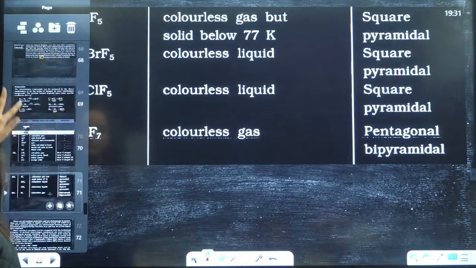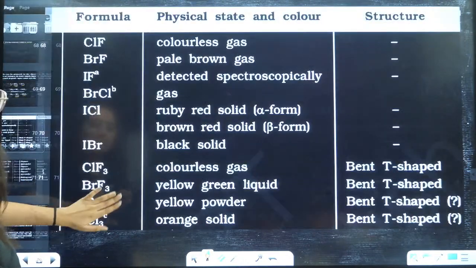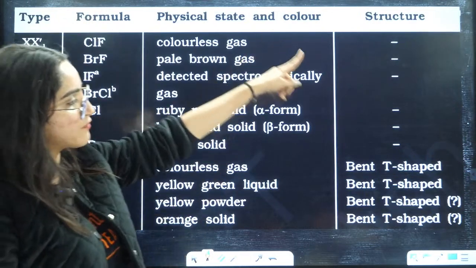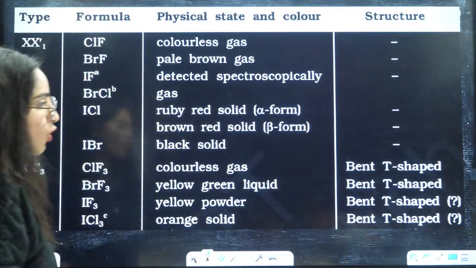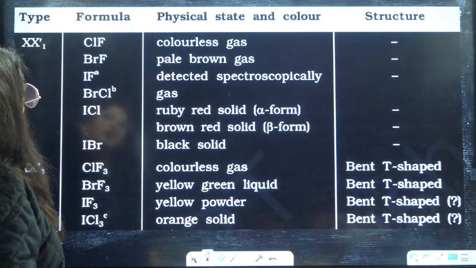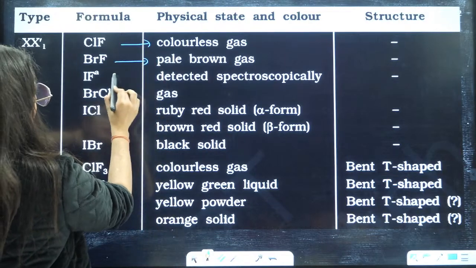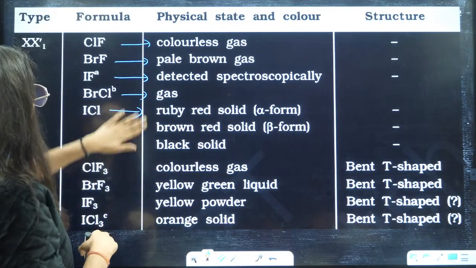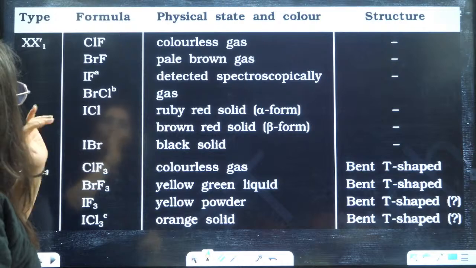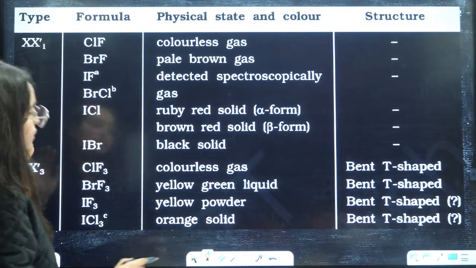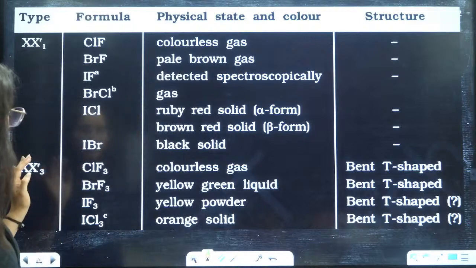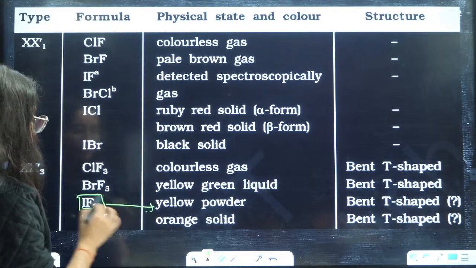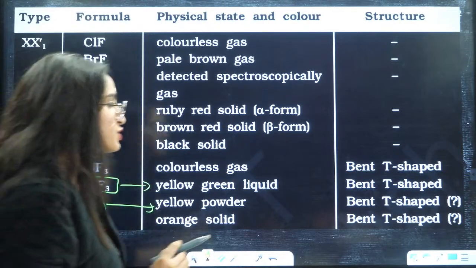Let me see. This table, I'll tell you which thing is important here: the formula and wherever the structure is mentioned, right? Okay, so now let us see. Here ClF is colorless, this is pale brown, detected spectroscopically, gas, ruby red solid, right? I'll tell you which are the frequently asked ones. Black solid, this colorless yellow, they can ask you. IF3, yellow powder, BrF3, yellowish green powder.